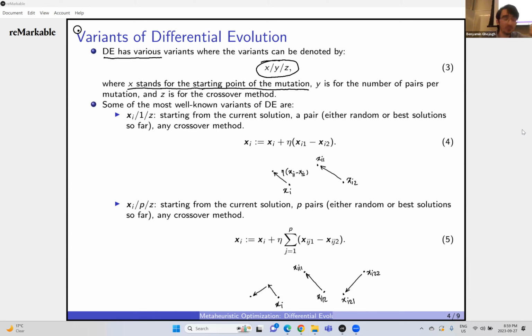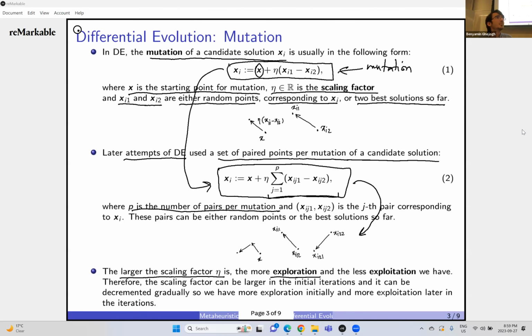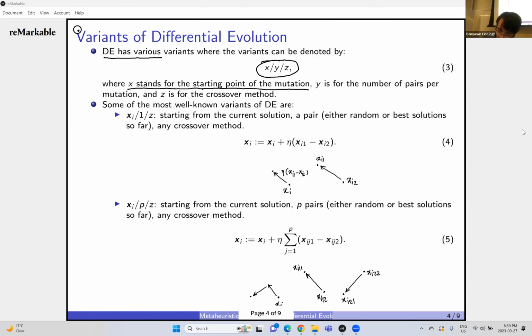What do we use as the X in this equation, 2 or 1? Also, Y, the second one, is for the number of pairs per mutation. How many pairs do I use? Z, the third one, is for the crossover method. What method do I use for crossover? So as you see, we have a lot of variants.